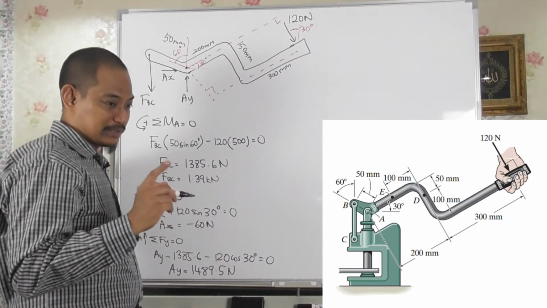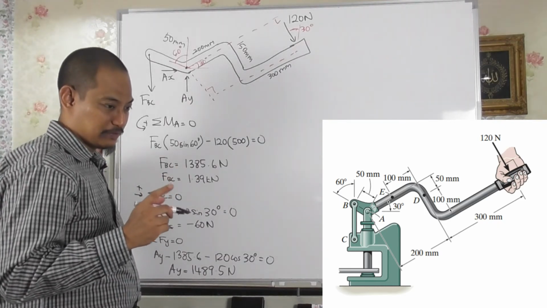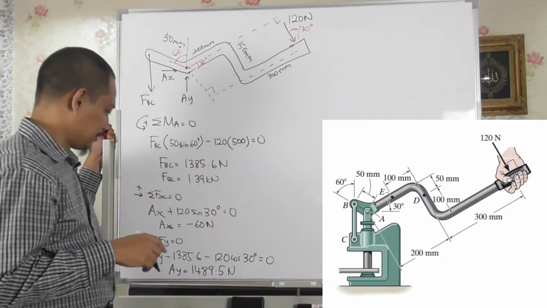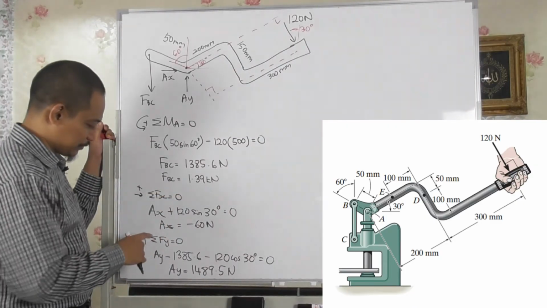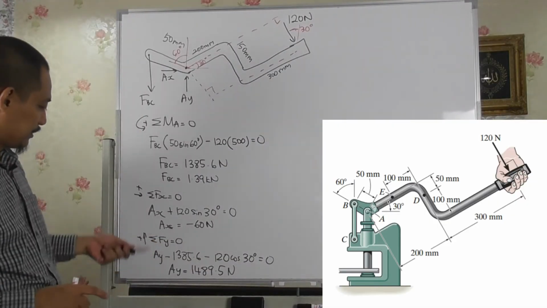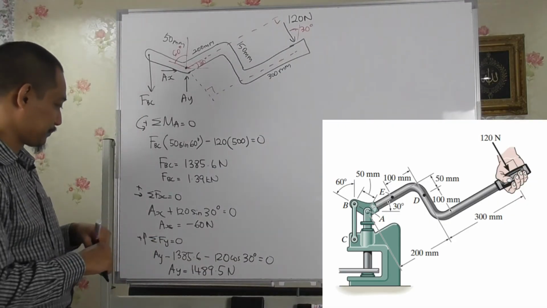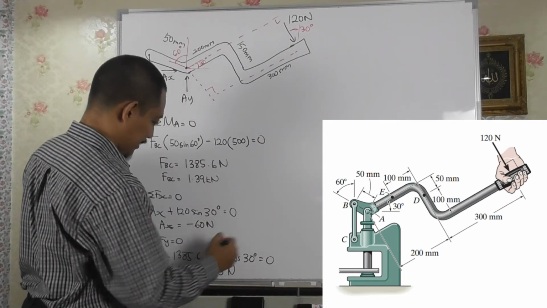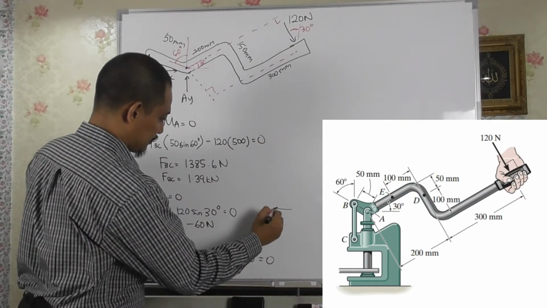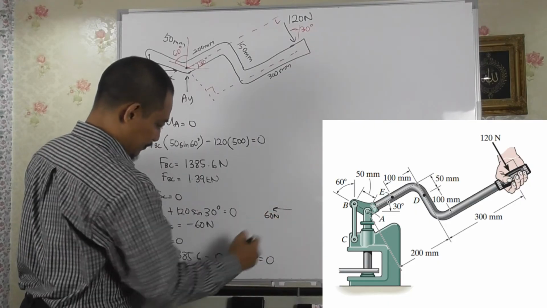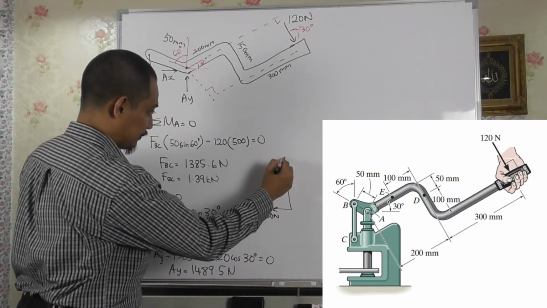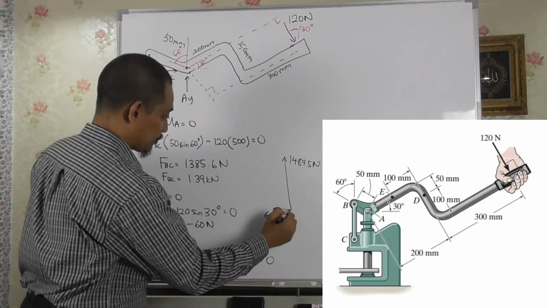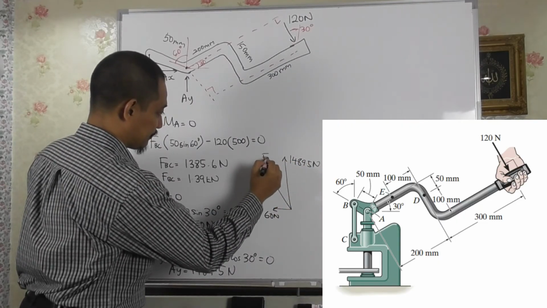The question says determine the magnitude of the reactive force at point A and the short link BC. So the question actually asks what is the magnitude at point A. So here we have the two components, right? So basically Ax is to the left, so what we have is 60 Newton here, and then this one upwards, right? 1489.5 Newton.